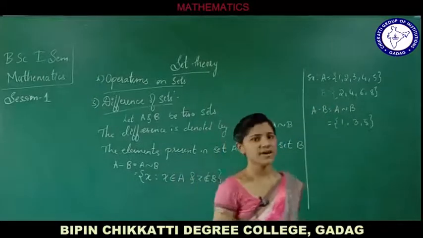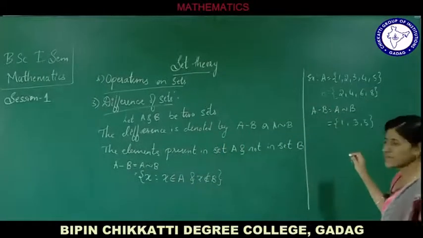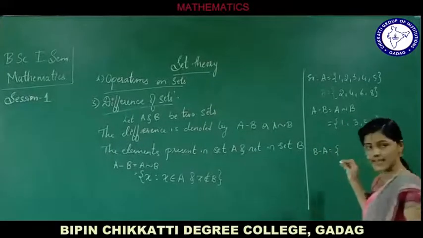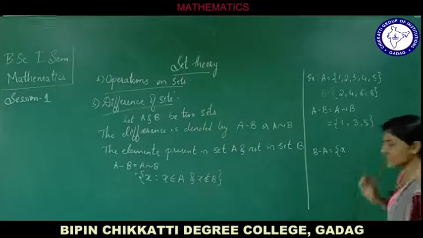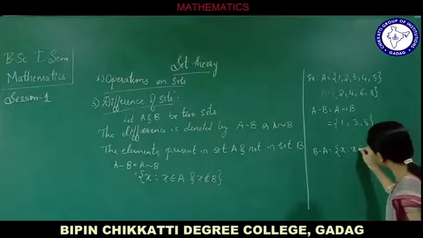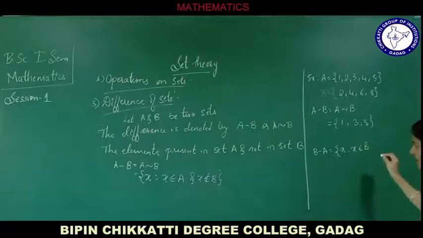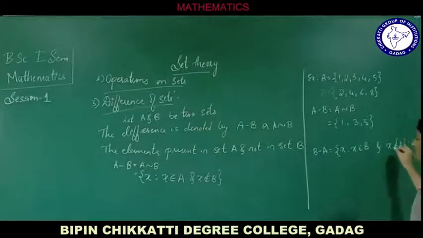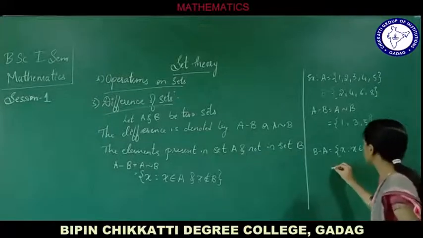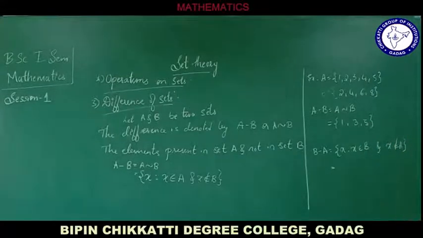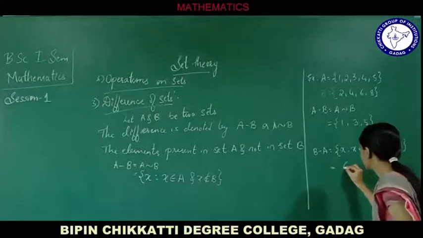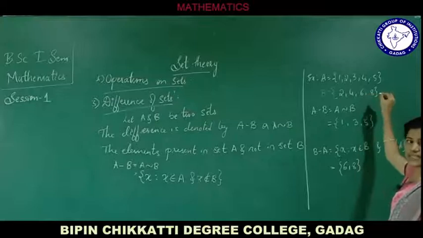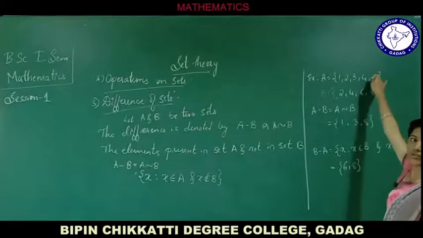What about B minus A? We did A minus B. What about B minus A? B minus A is X such that X belongs to B, and the condition is that X should not belong to A. Right? X belongs to B. It will be 6 and 8. Here X belongs to B, but this should not belong to A.